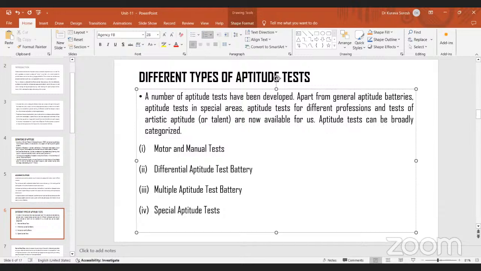All aptitude tests can be broadly categorized by type: motor and manual tests, differential aptitude batteries, multiple aptitude batteries, and special aptitude tests. Motor tests involve finger and fine motor skills and manual manipulation. Differential aptitude tests are a battery with eight subtests. Multiple aptitude batteries are a special category. Special aptitude tests cover music and art and craft.